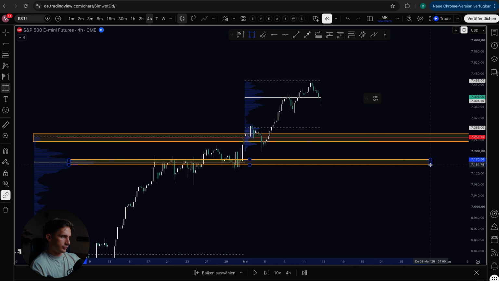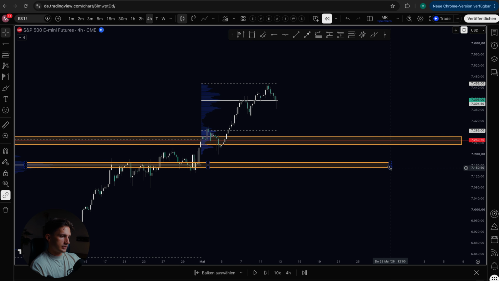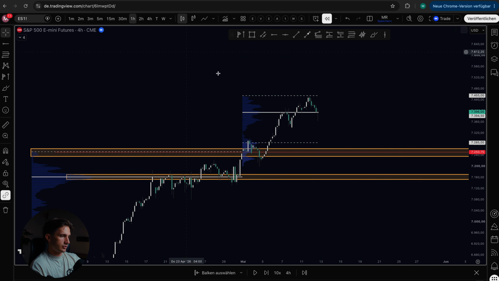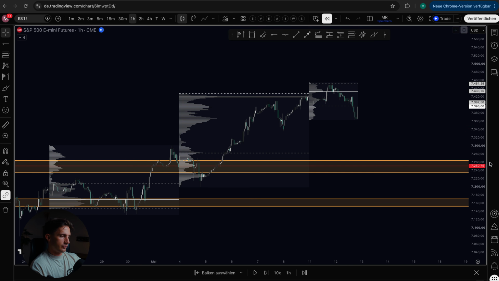When I mark here this point of control out, you can clearly see that we have rejected, right? So that's again a good proper zone right here. Now we have above not a clear zone, so I would just leave these two zones right here on, right? So let's jump here to the 1 hour time frame and let's see if we can find here something else.